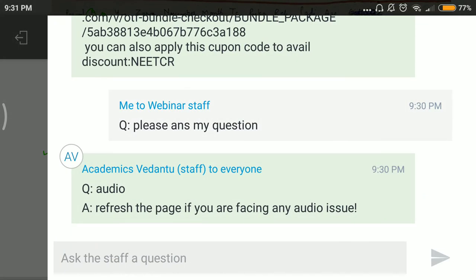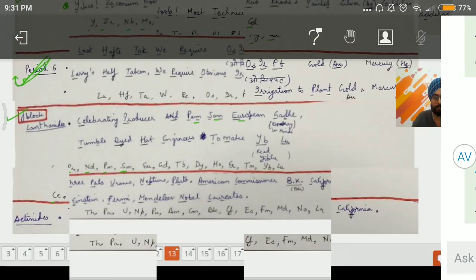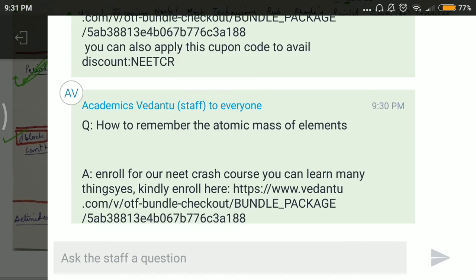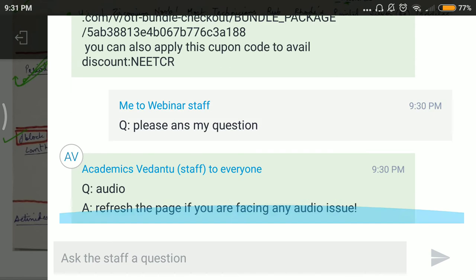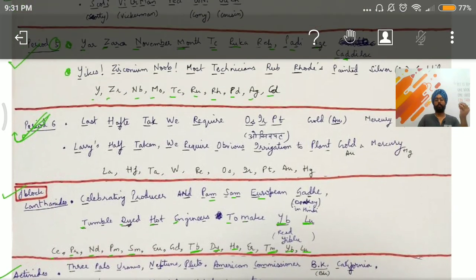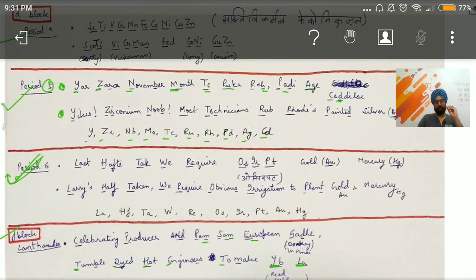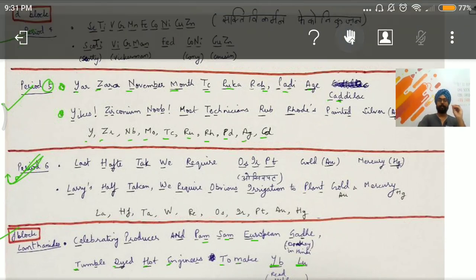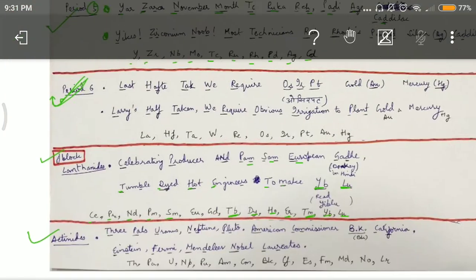Then the rest of them, which are the last 6 or 7: tumble dyed hot engineers to make Yiblu. You can read it as Yiblu, a random syllable that I made out of it just in order to remember. Pretty simple. Similarly, you can break the actinides as well into 2 or 3 parts as however you want to. What that will do is enable you to memorize the whole periodic table, and trust me, it's going to help you a lot in solving inorganic questions.